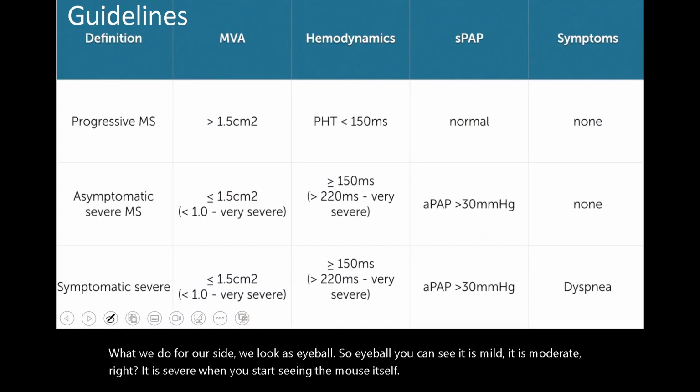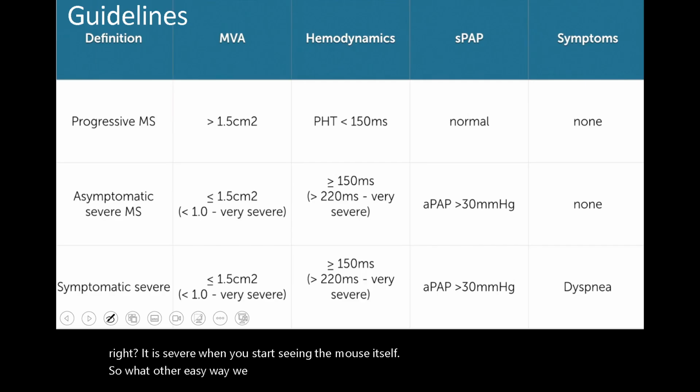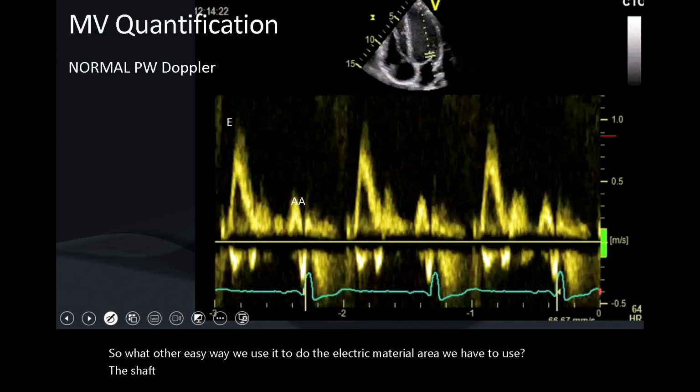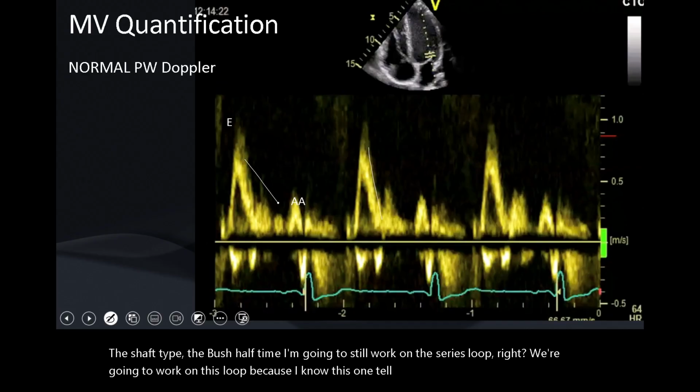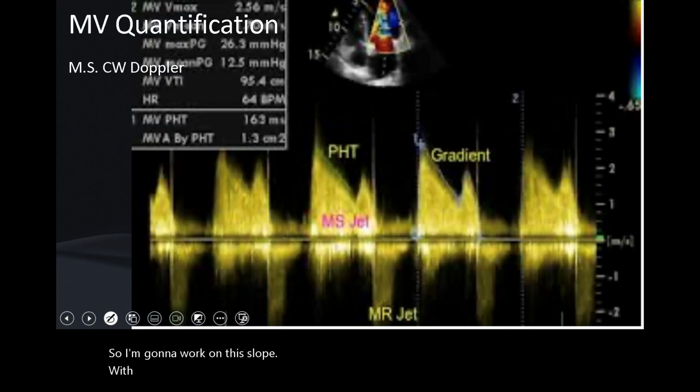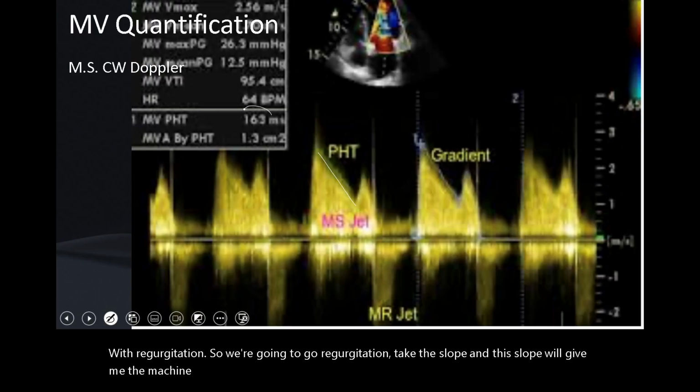So what other easy way do we use to get the mitral valve area? We use the pressure half time. For the pressure half time, I'm still going to work on the same slope, right? We're going to work on this slope because I know this one tells me if stenosis is starting. So I'm going to work on this slope with regurgitation. We take the slope, and the machine will give me how much the pressure half time is.